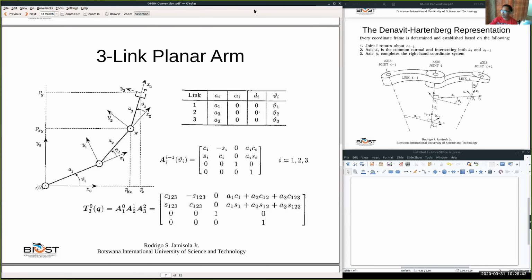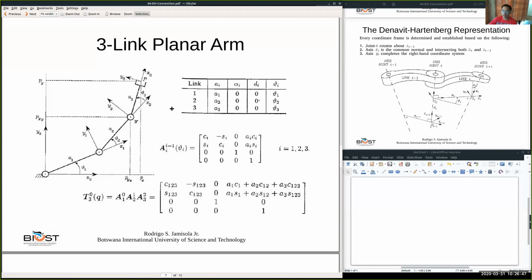Okay, so let's continue. In this example, we have a three-link planar robot, and we are going to use the DH convention to assign frames as well as to identify the DH parameters, so that, as we have discussed from the previous meeting, we have the DH parameters in order for us to know the transformation matrices. Okay, so now let's start.